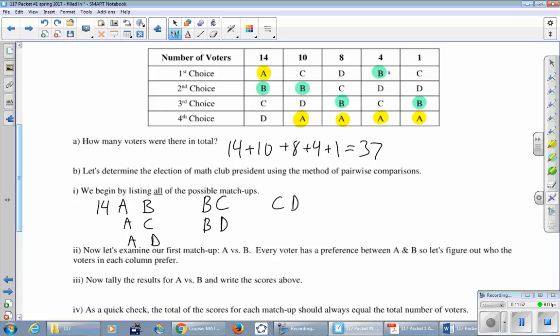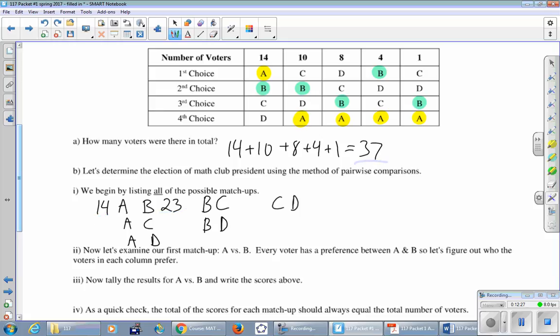And then finally, this one person over here, to be honest, didn't look like they thought much of either A or B, but when push came to shove, they thought B was better than A. And so actually all of these people right up here thought that B was better than A. And so we get to add all of these votes and give them to B. So 10 plus 8 is 18, plus 4 is 22, plus 1 is 23. And again, another quick check here is to make sure that the total is the total number of voters. 14 plus 23, yep, that's 37.